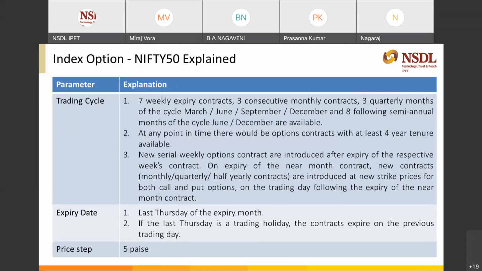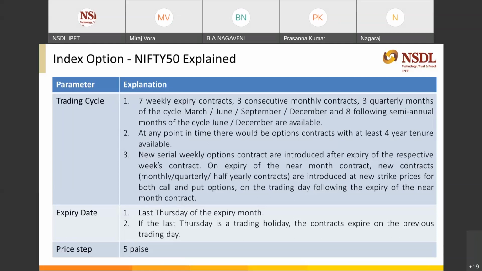So for example, you would have 4 current month contracts. From tomorrow, you will have 4 April weekly expiries and 3 next month weekly expiries coming in. Then consecutively 3 monthly contracts are there. That is April, last Thursday of April, last Thursday of May, and last Thursday of June. After that, you have 3 quarterly months contracts open at any given particular point.